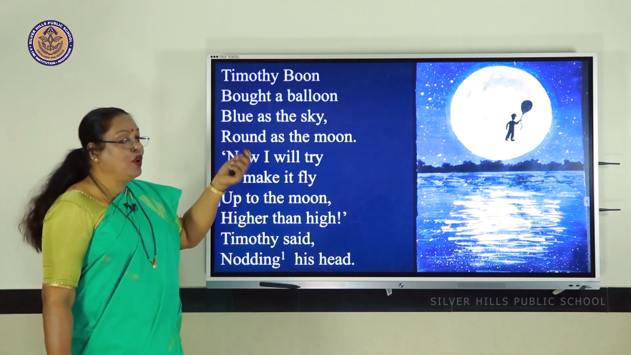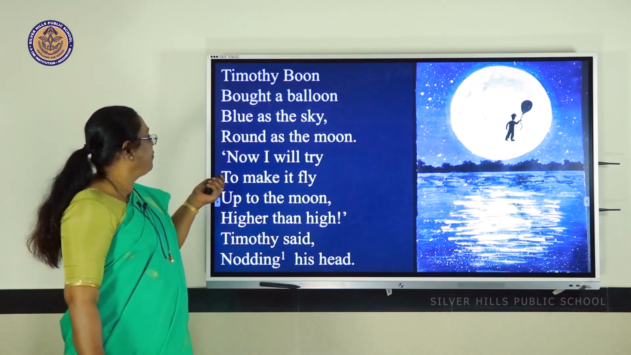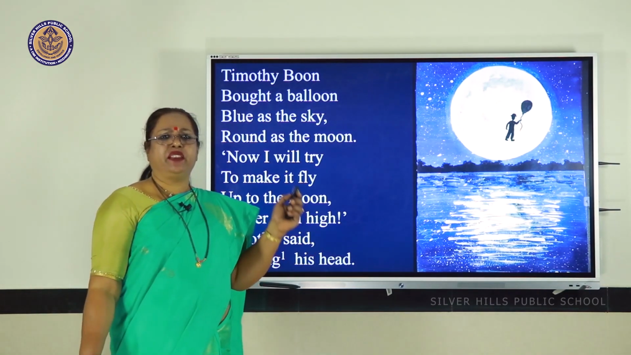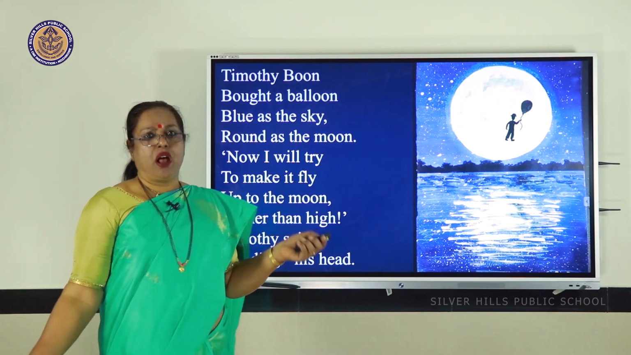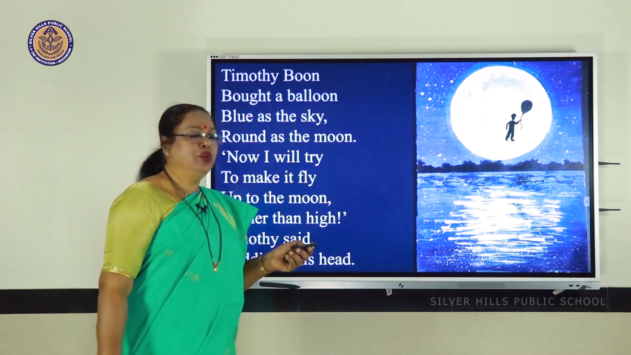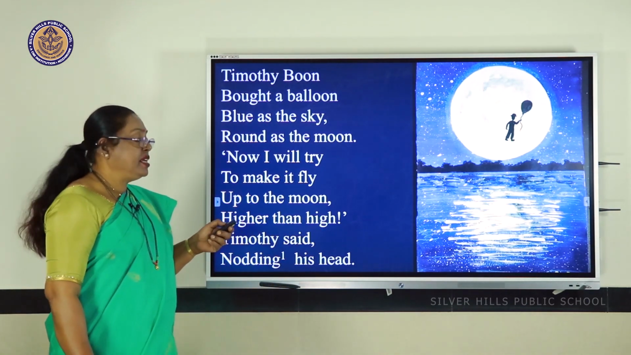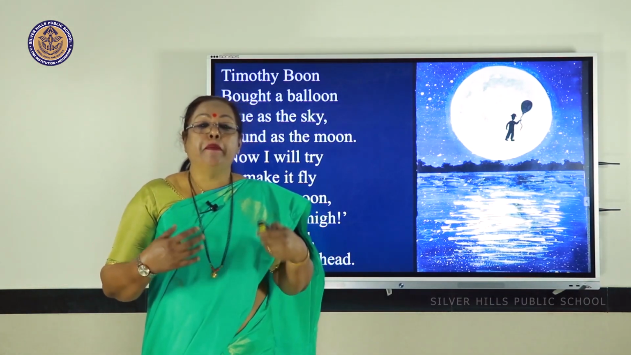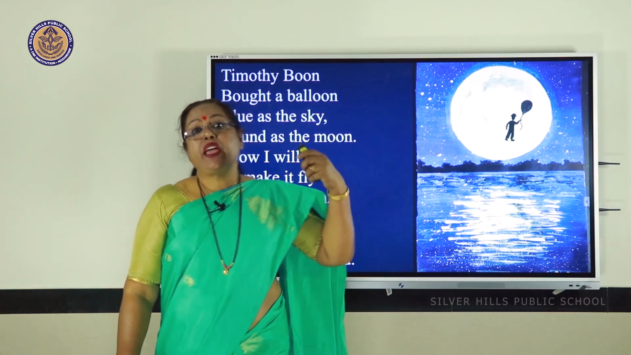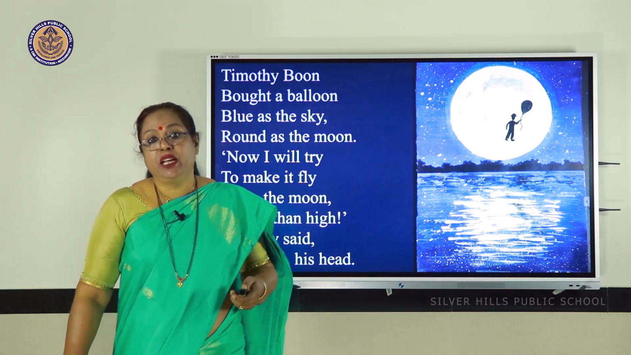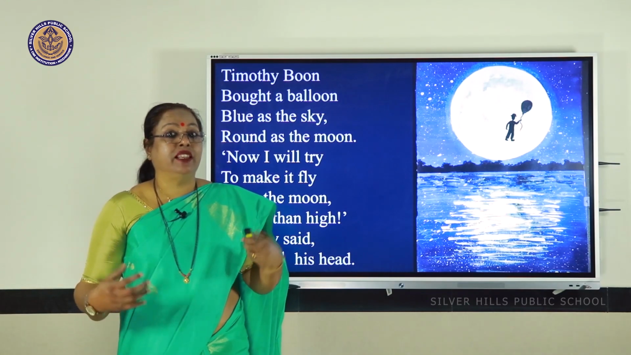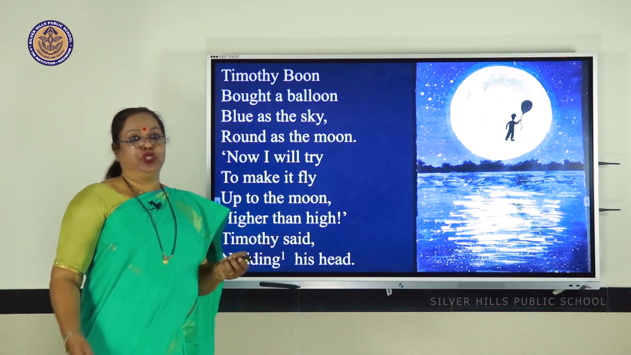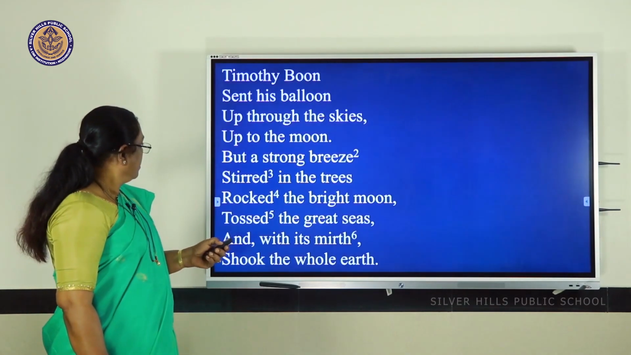Now the balloon color is blue. The shape of the balloon is like the moon. On a full moon day we see the shape of the moon round. So the shape of the balloon is also round, and he is talking to himself and telling this, that he wants to make his balloon fly higher and higher up to the moon. This is what he was dreaming, to go to the moon. Now let us see what he is going to do in the next stanza.